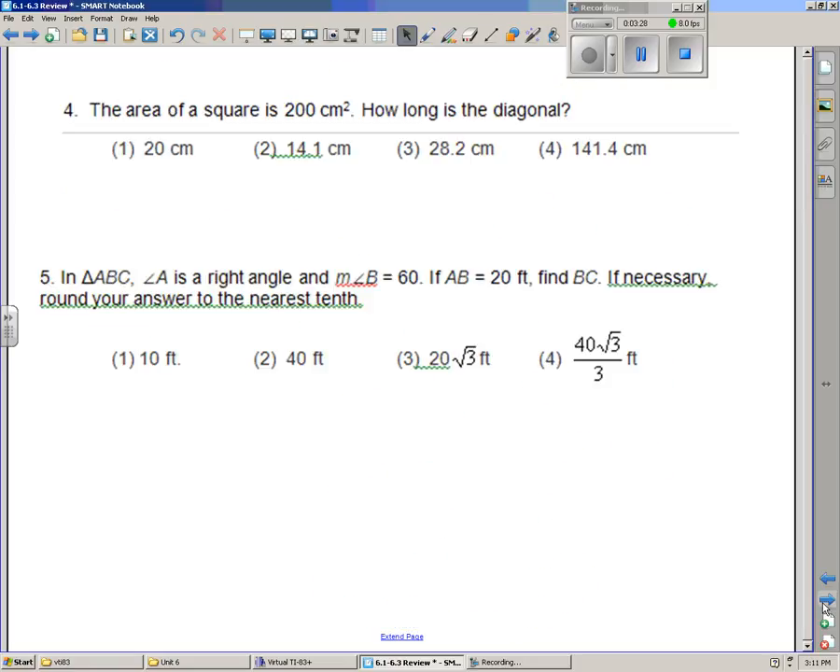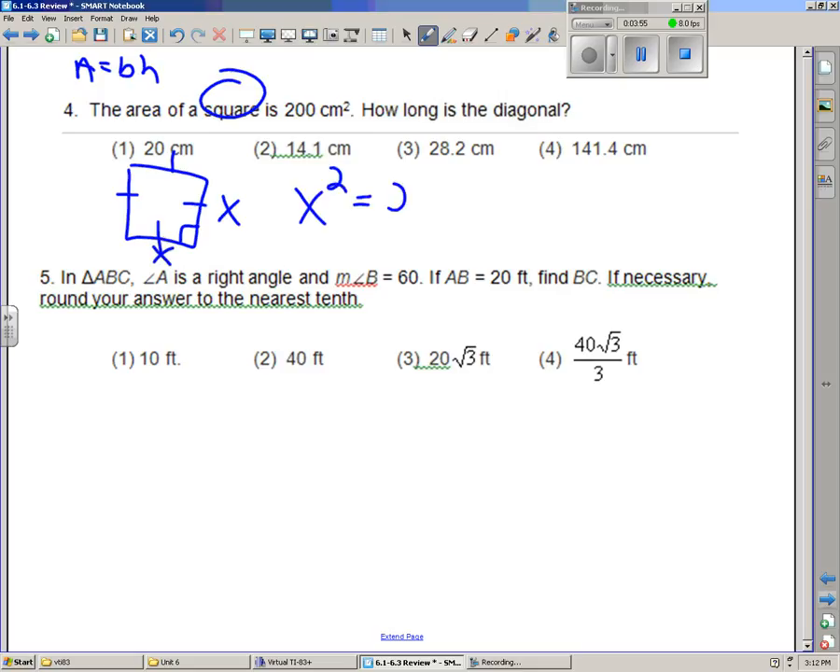Okay, let's see. The area of a square is 200 square centimeters. How long is the diagonal? The area of a square is base times height. If I have a square, all my sides are the same. All my angles are right. I need to figure out what the length of a side is. Well, if the sides of a square are the same, then I've got base times height, or x squared, equals 200. That then means that x, or the length of a side, is 10 radical 2.